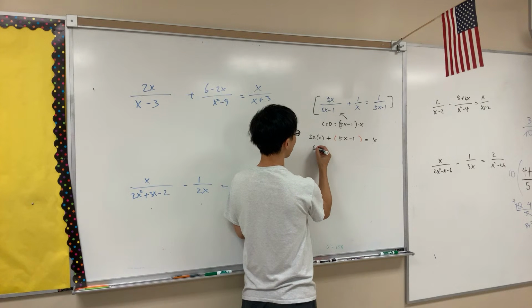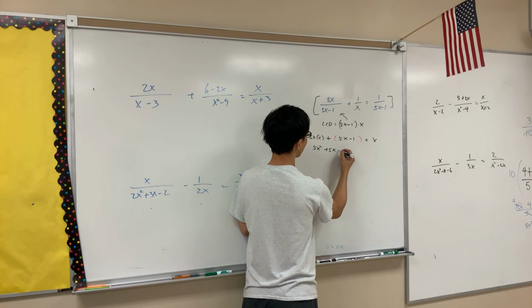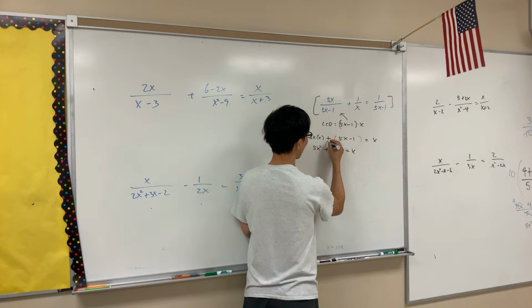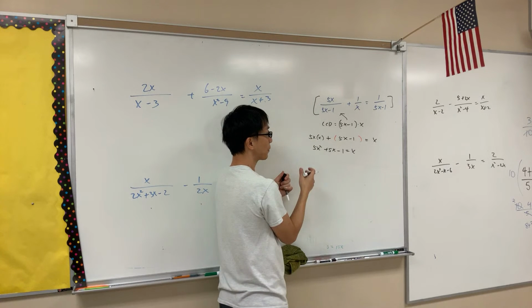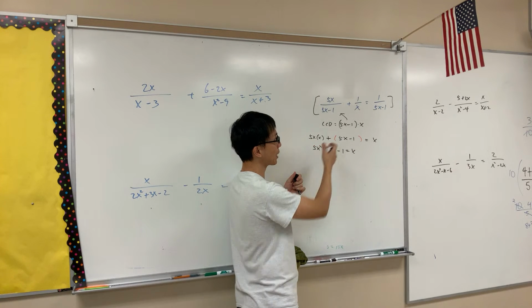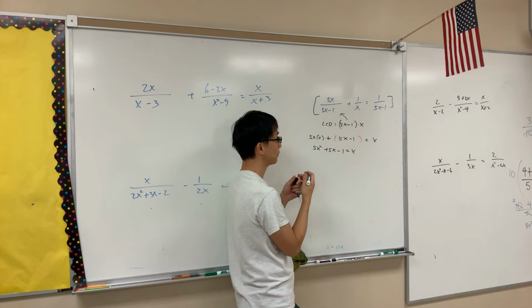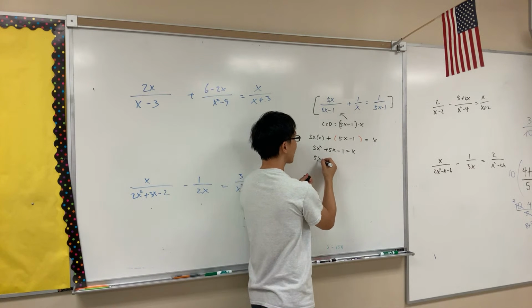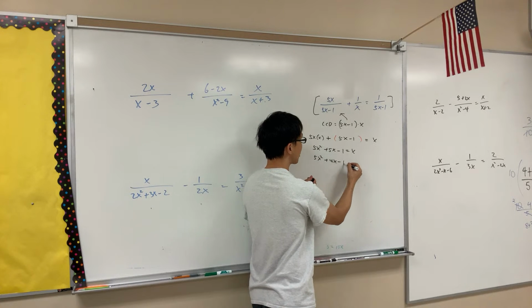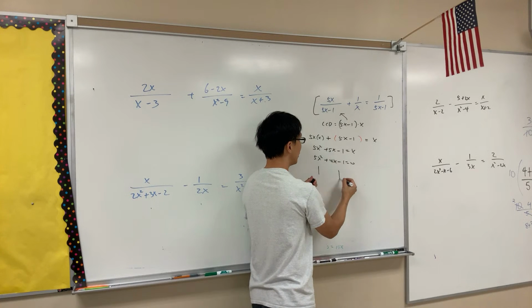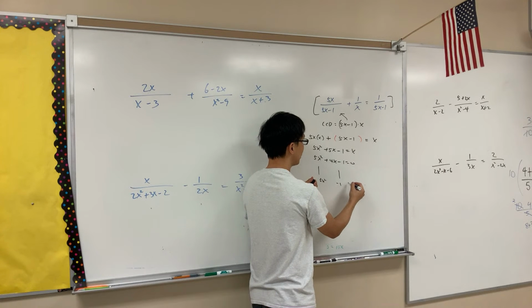Now you see, 5x minus 1 cancels out the x. So then you have 5x plus 5x minus 1 is equal to x. Now I distribute the positive sign. If it's a negative sign, then it's going to affect all the signs inside. So I have 5x squared plus 4x minus 1 is equal to 0.